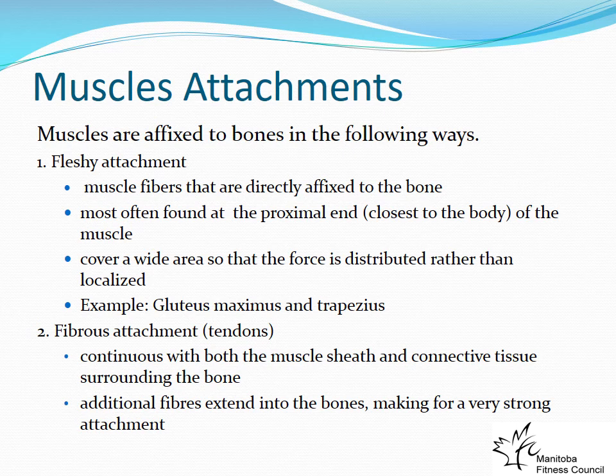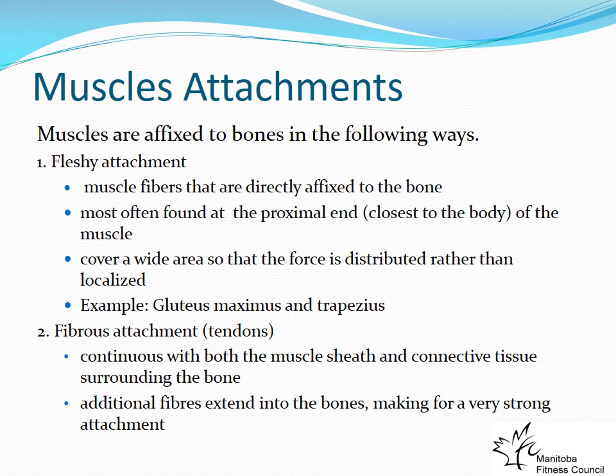So muscles can be affixed to a bone in different ways. They can be a fleshy attachment. This is where the muscle fiber, so when you look at diagrams, the muscle fiber is the red or reddish pink color, is directly attached to the bone. This direct attachment, a fleshy attachment, will usually occur at the attachment that's closest to the torso, the core part of the body. These types of muscles will cover a wide area, so the force is distributed rather than localized. Examples of muscles with fleshy attachments would be our gluteus maximus and our trapezius.